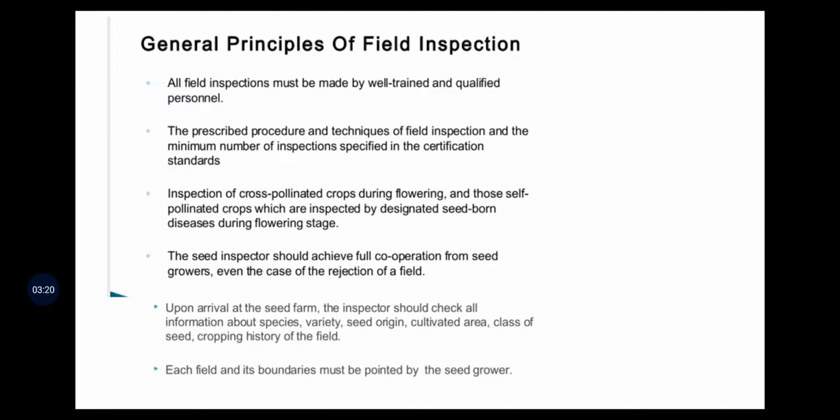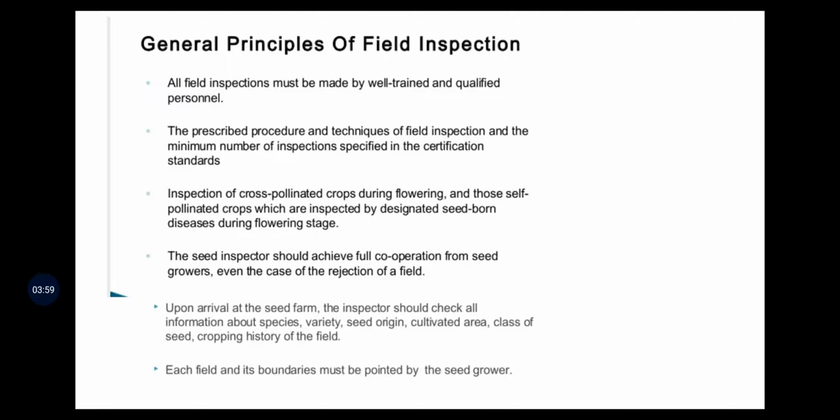Seed inspectors should achieve full cooperation from seed growers even in case of the rejection of the field. That means it is not that whenever a certification officer is rejecting the field, the grower should try to influence the officer, because certification is in the benefit of the farmer. If that particular lot is not meeting the prescribed standards and reaches the farmer's field, the farmer may lose his entire cropping season because of that one particular mistake.